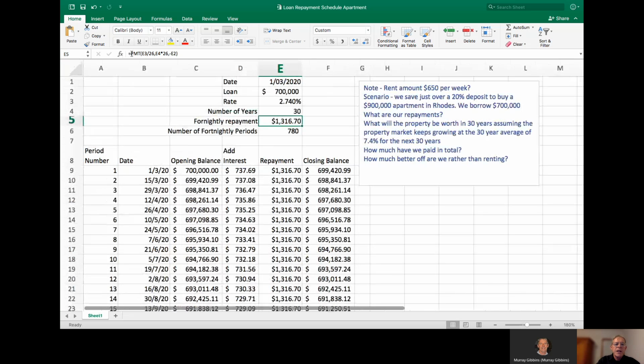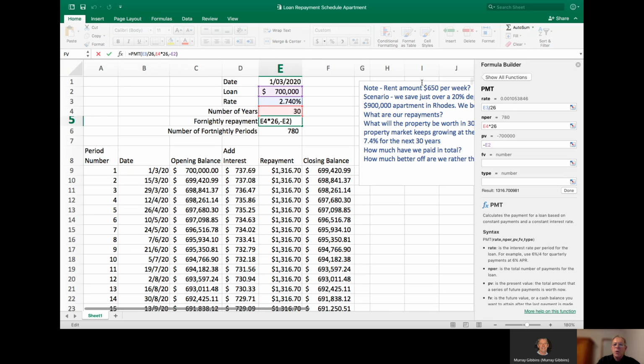The Excel formula is equals payment, open bracket, and it's saying, give me the rate, and the rate is 2.74 divided by 26 fortnights per year. And if you want to have a look at this window function, this should open up. This is where we can actually type our data and it would automatically enter it into the formula for us. So we can tell it where the rate is. We can tell it the number of periods is 30 years, whatever's in E4, times 26. And we can tell it what the loan amount is.